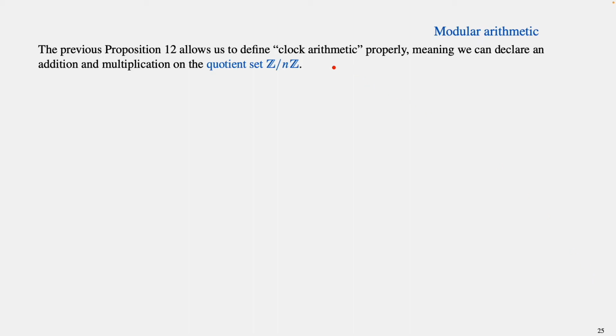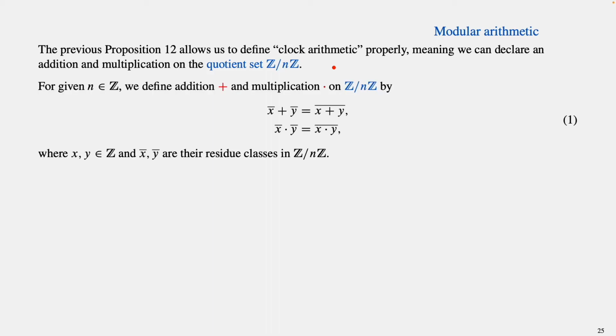And with the help of this proposition, we can define clock arithmetic properly. So we can declare an addition and a multiplication on the quotient set Z over nZ. And we do it in the rather obvious way. So for a given n, we define an addition, plus, and a multiplication, by a dot, on Z over nZ as follows.